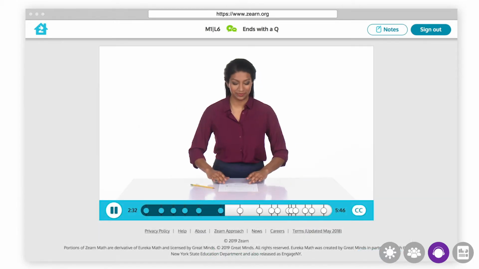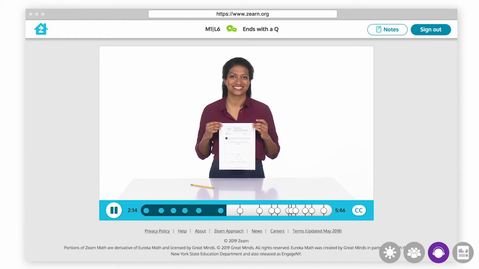Let's solve this next problem in your notes.